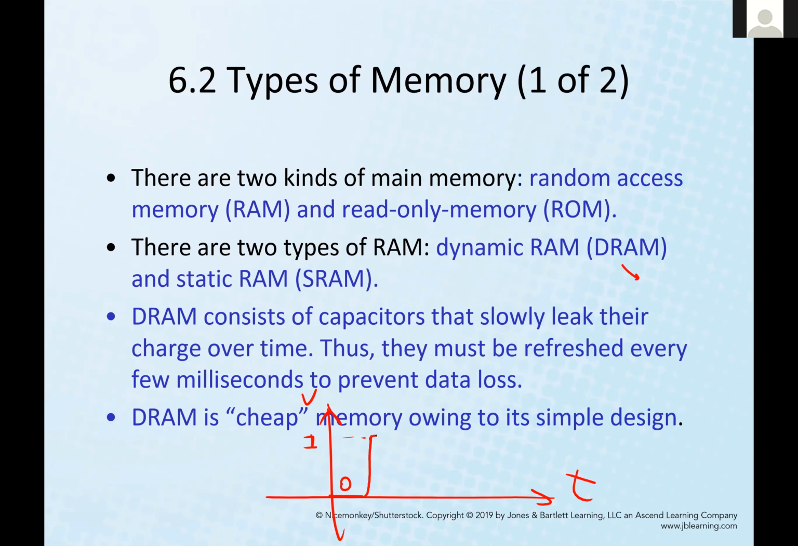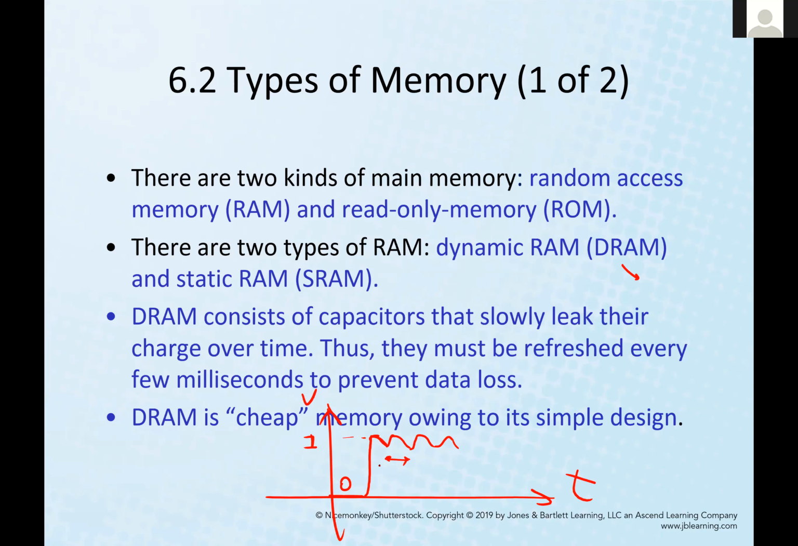But after a while the capacitor starts to discharge and returns to zero. So we're losing the data after a few milliseconds. What we need to do for a DRAM is charge it again after a few milliseconds, and again after a few milliseconds. That's the way we keep the data in DRAM. So every few milliseconds, we need to recharge the capacitor.